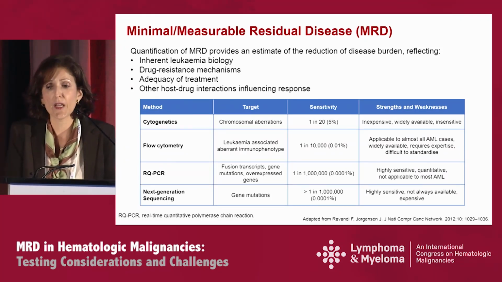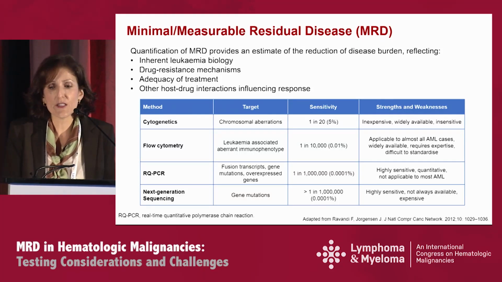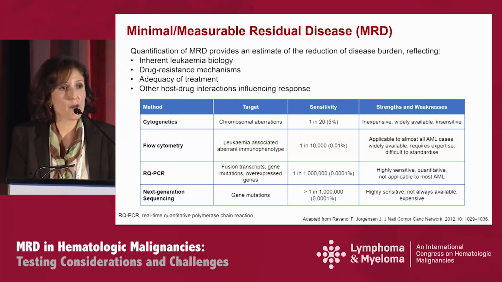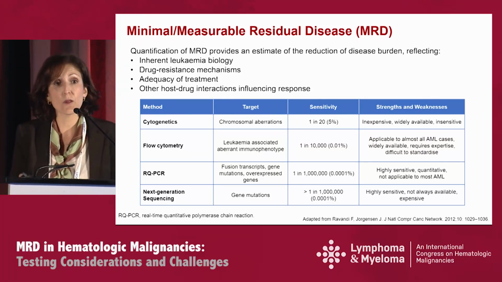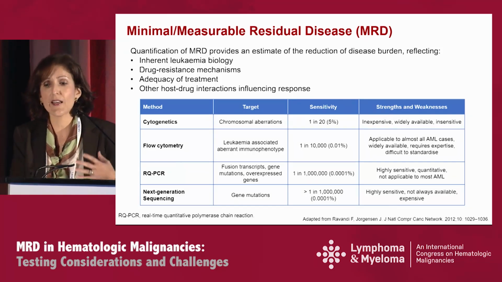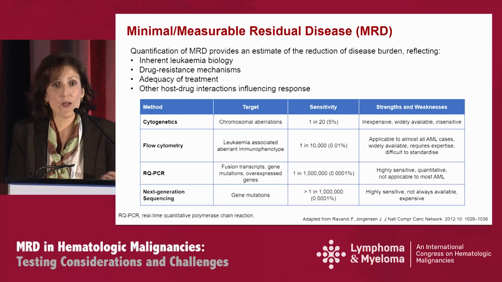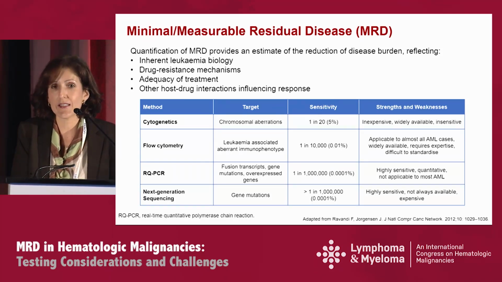So cytogenetics, flow cytometry, PCR, and next generation sequencing are our tools, but welcome to the complexity of AML. They may all be applicable for a certain patient. You may be able to have a patient who has cytogenetically, flow cytometrically, molecularly, and sequencing defined lesions. So what are you looking for, and when are you looking for it, are major questions in the discussion of MRD.